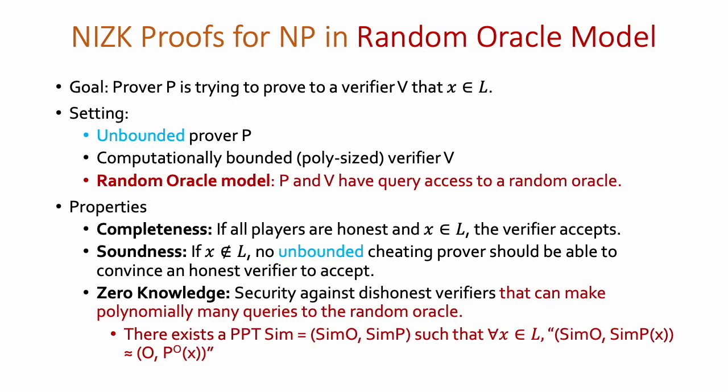Now we can translate this definition into NIZK proofs for NP in the random oracle model, where the first change is the URS disappears and we have a random oracle, so both the prover and verifier have query access to a random oracle. And the definition of zero knowledge has a slight change, where we show that we do not really need a computationally bounded verifier as such. What we want is a verifier which can make only polynomially many queries to a random oracle.